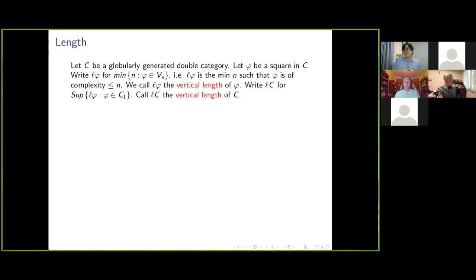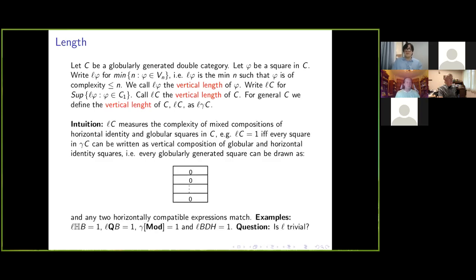We can extend this to define the length of a globularly generated double category. This is the maximal length of its squares. And so this is for a globularly generated double category. But again, globularly generated double categories are co-reflective in general double categories. So we can define the length of a general double category just by restricting to your globularly generated piece and then taking the length. So this defines an invariant on double categories.